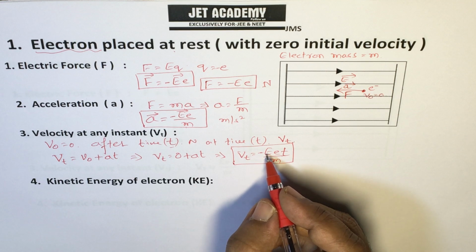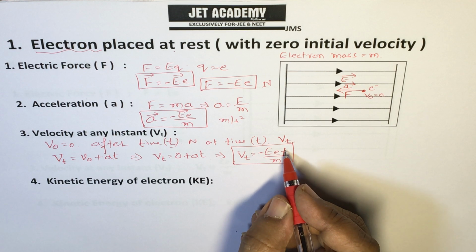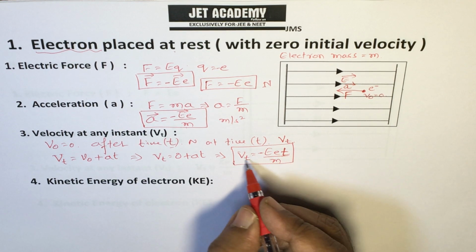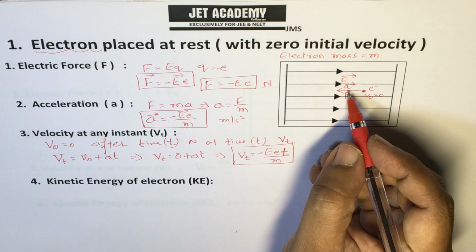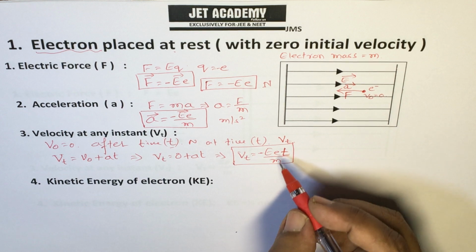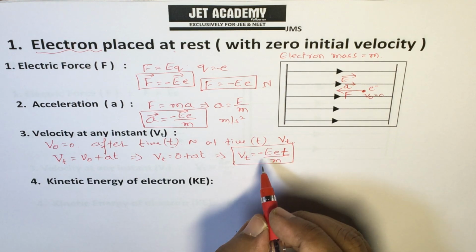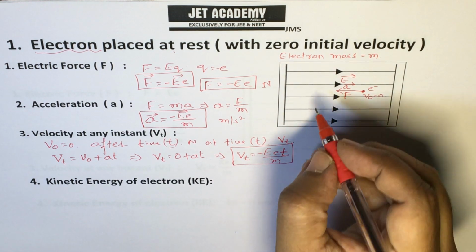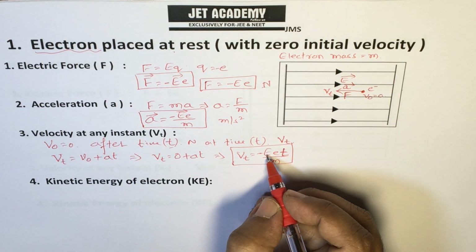The electric intensity E remains constant, and the mass of the electron remains constant. With time t, the velocity Vt keeps increasing because the electron is accelerating; every second, velocity is added. Therefore, Vt is equal to eEt upon m, and this minus sign represents that Vt is opposite to the electric intensity, since velocity is a vector quantity.